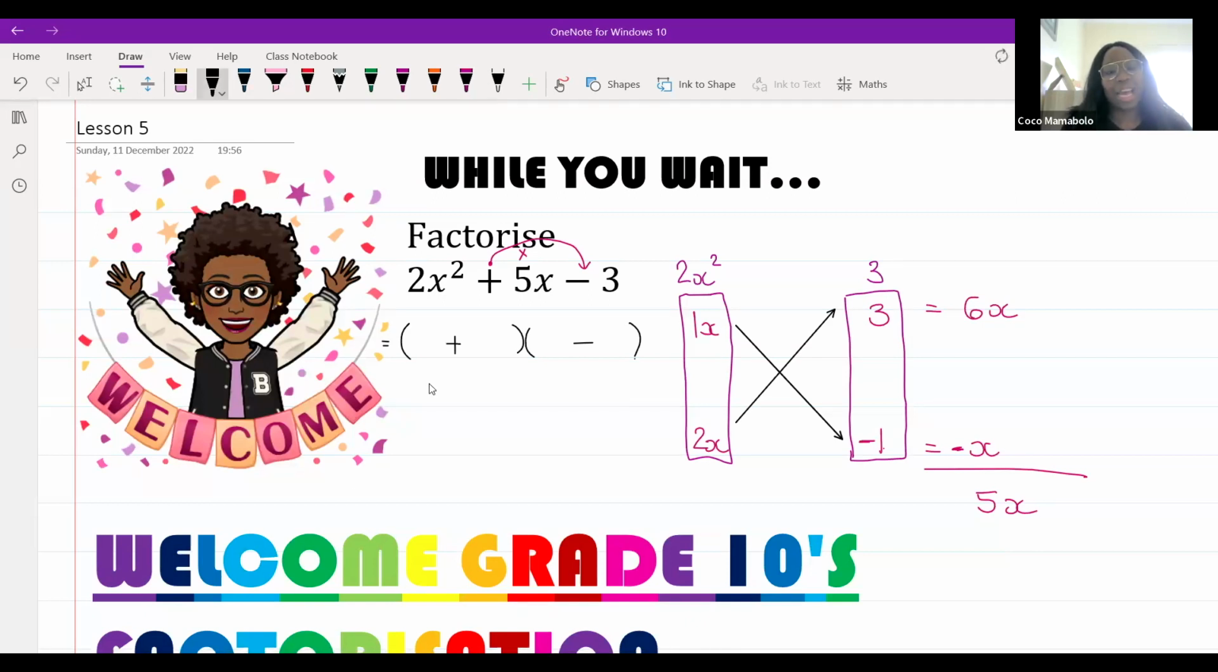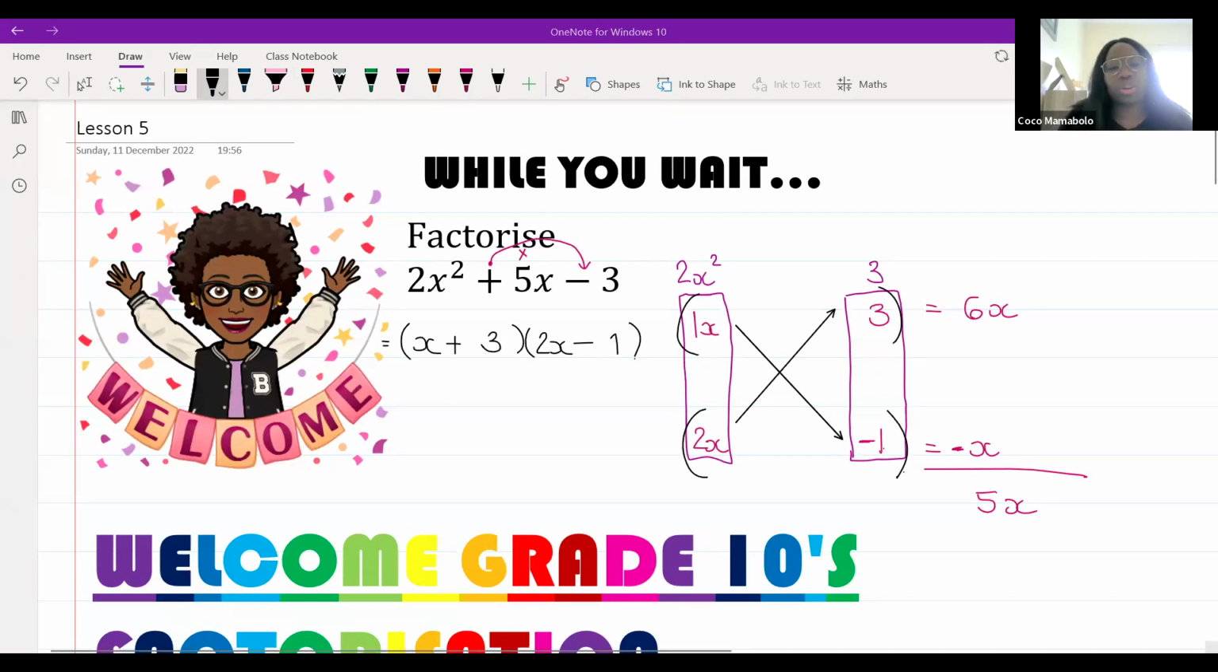And this is exactly how I'm going to put them into my brackets. I'm going to have x plus 3, and I'm going to have 2x minus 1. All right, so x plus 3 is positive, and 2x minus 1 is negative. All right, and that's the answer that we're looking for in this particular question.